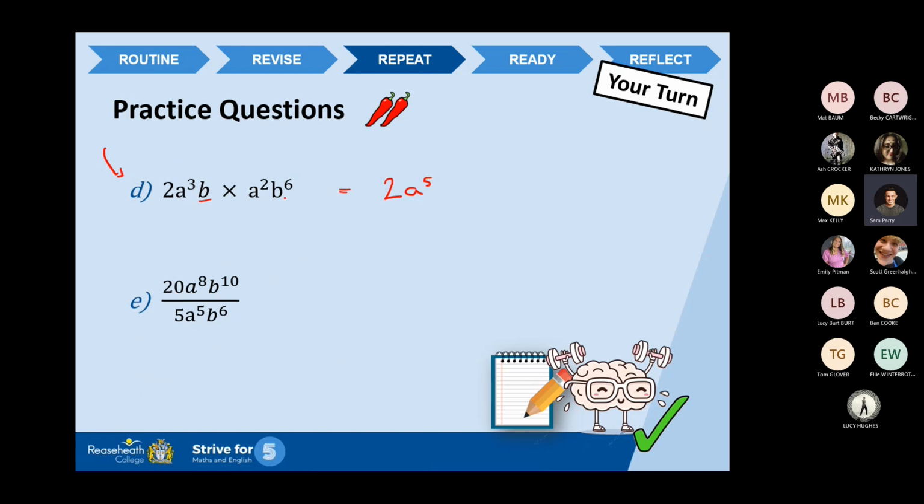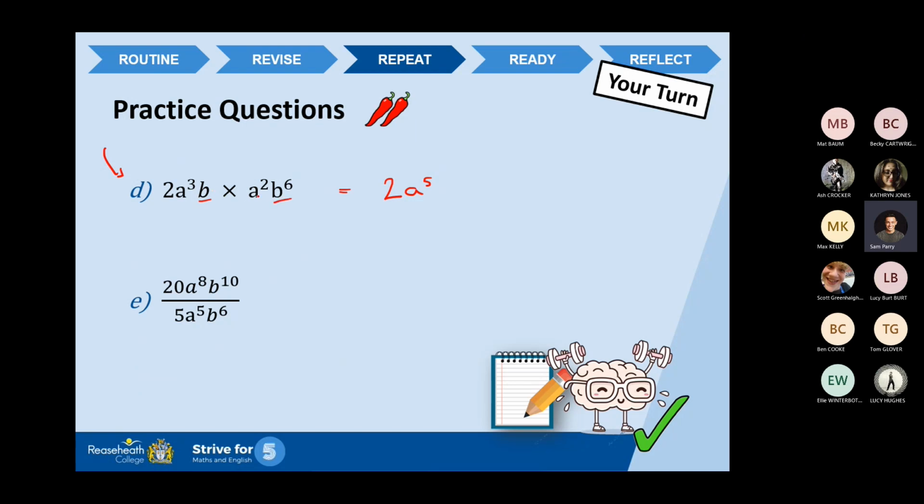Then you've got b times b to the power of 6. So we're chucking in another b essentially, so it's going to be b to the power of 7. That one there is a legitimate exam question that I saw yesterday, so that's popped up in the past.